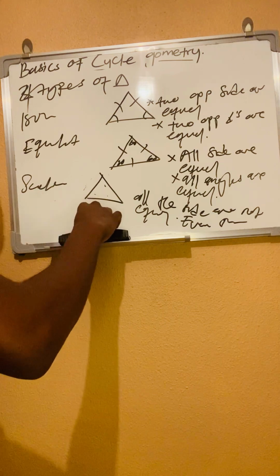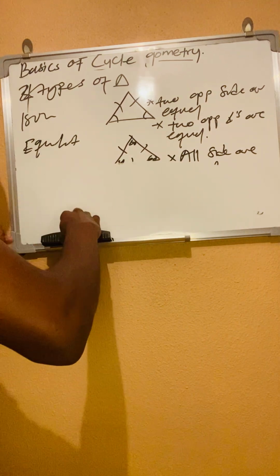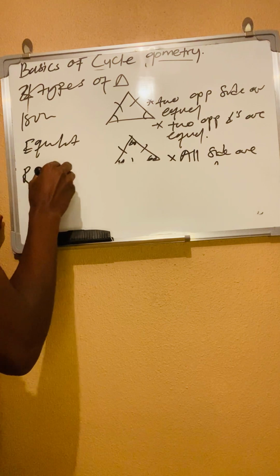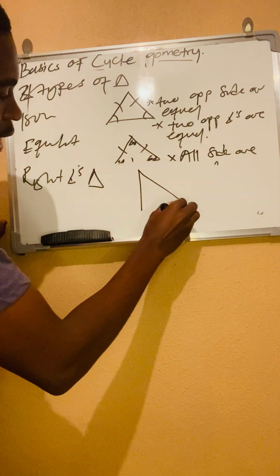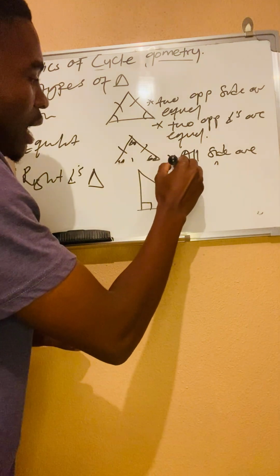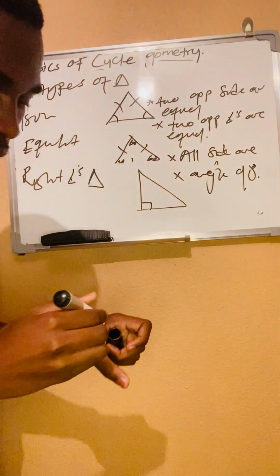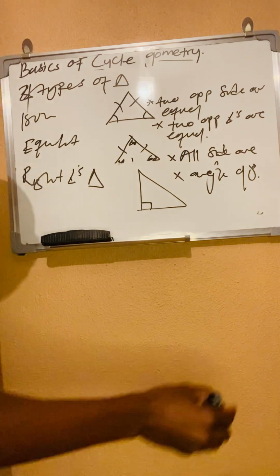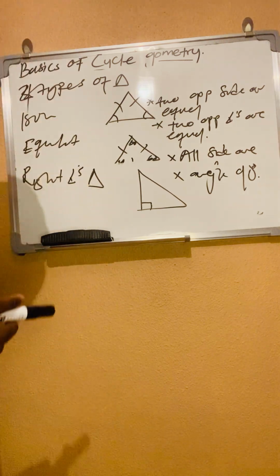So last one, also famous: we call it a right angle triangle. It's gonna be like that. The right angle, we're talking about 90 degrees. This triangle is gonna have an angle of 90 degrees. That's the only characteristic: it's gonna have 90 degrees as an interior angle.